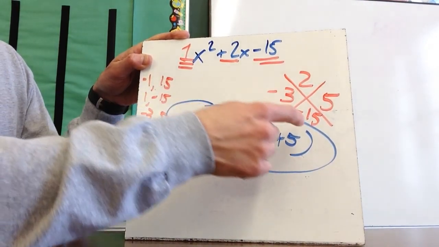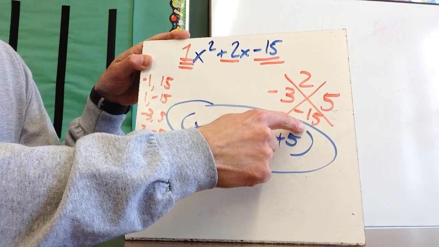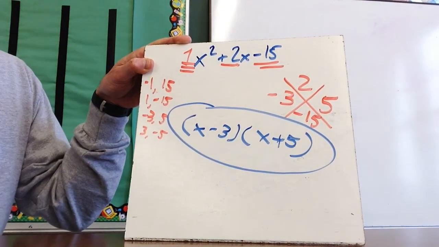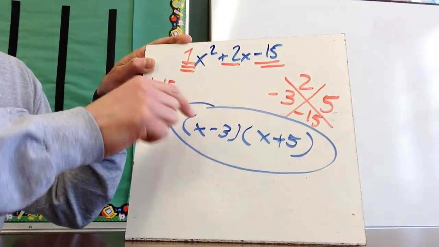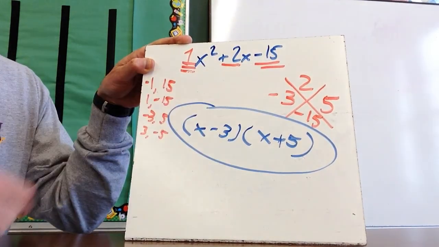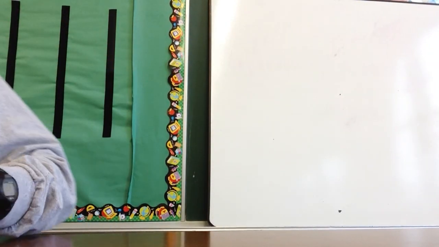Okay, so this x trick, remember, this is multiplied to give me this, added to give me that. And remember, I'm just getting this number straight from there. The negative 15 comes from multiplying those two. All right, still going.